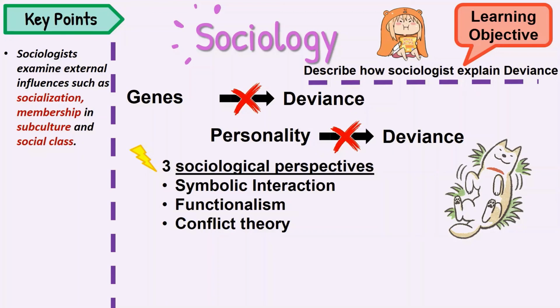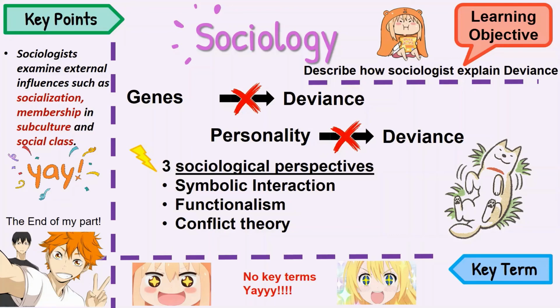Alright, so that's it guys. For my part, we did learn about how to define deviance and what acts are considered deviant. And I think I've pretty much covered social control and social sanction. And we also did talk about three different approaches on how biologists, psychologists, and sociologists explain the relationship between deviance and criminality. So now, let us continue to explore more about the three perspectives in the sociological approach, which will be presented by Kanigan.